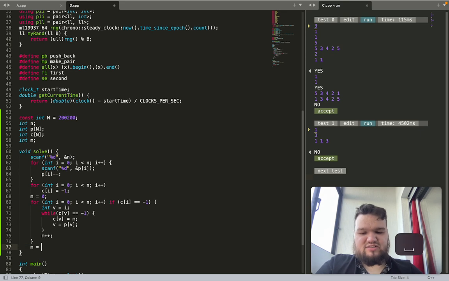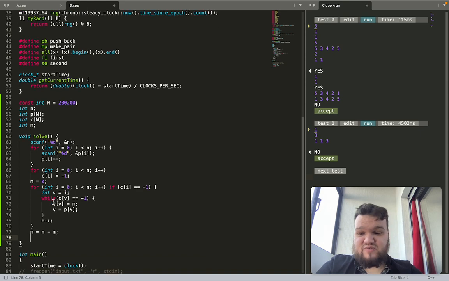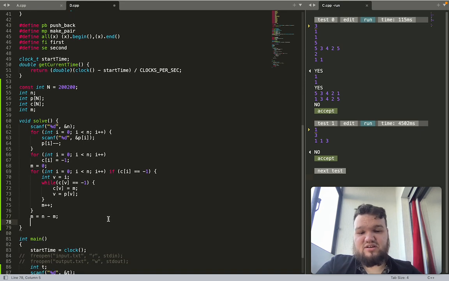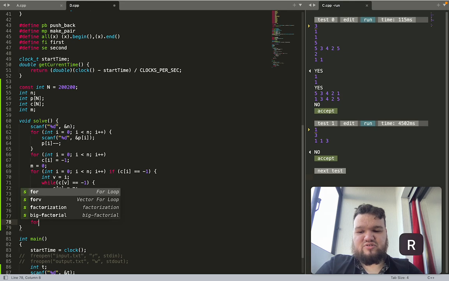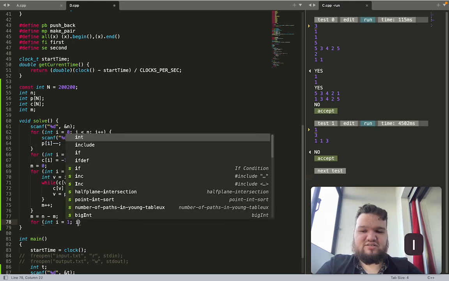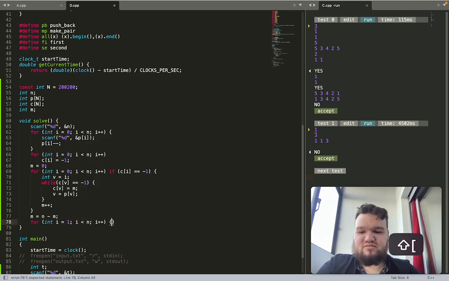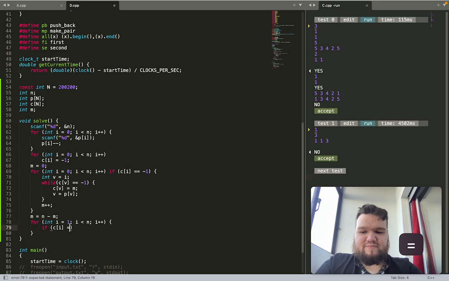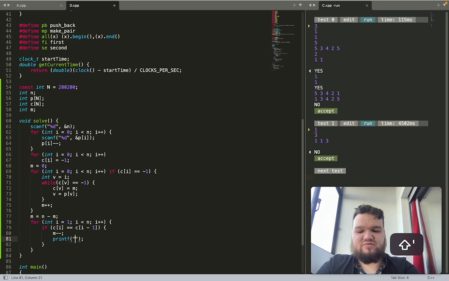And now we're saying that the answer is n minus m plus or minus 1, depending on whether there are two consecutive elements that are in the same cycle. Let's check that. If there are two consecutive elements that are in the same cycle, then the answer is n minus m minus 1. Otherwise, it's n minus m plus 1.